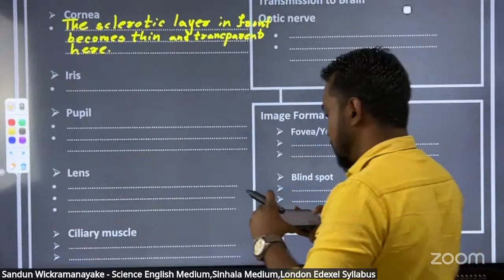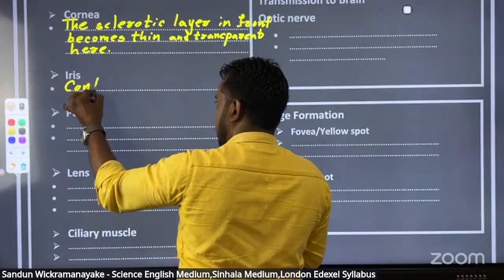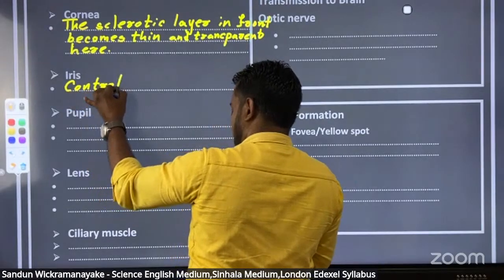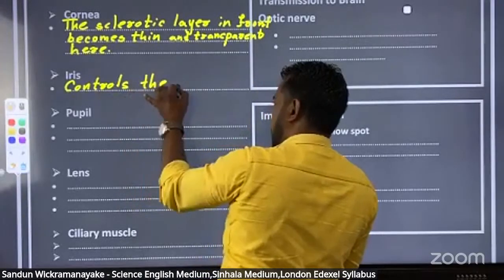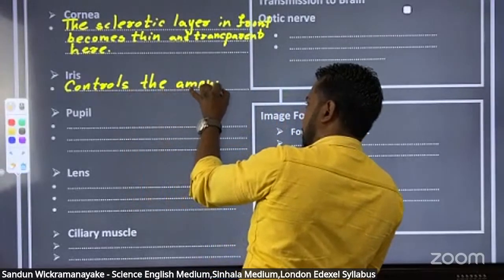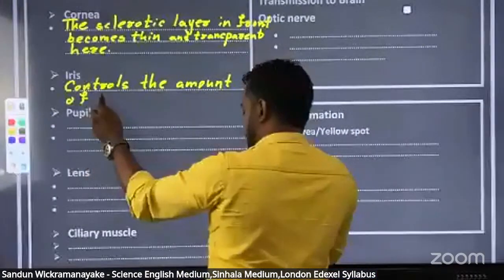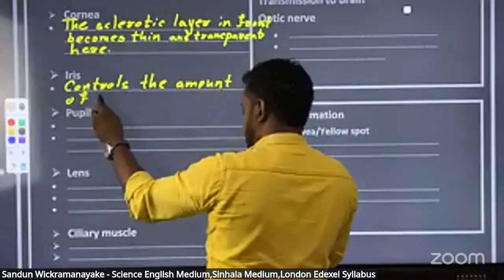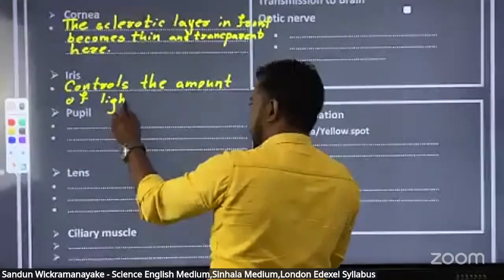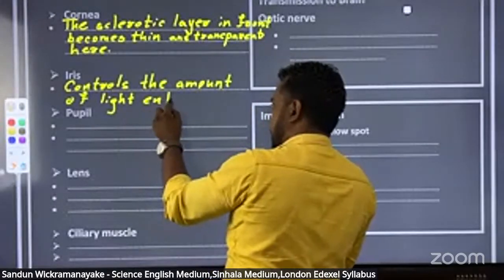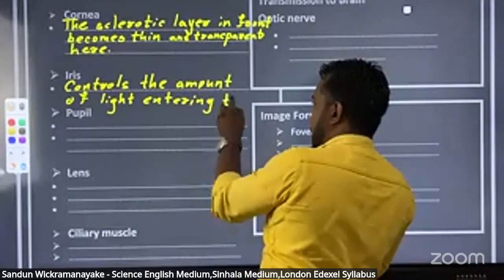The iris, it controls the amount of light entering the eye. Amount of light entering the eye.